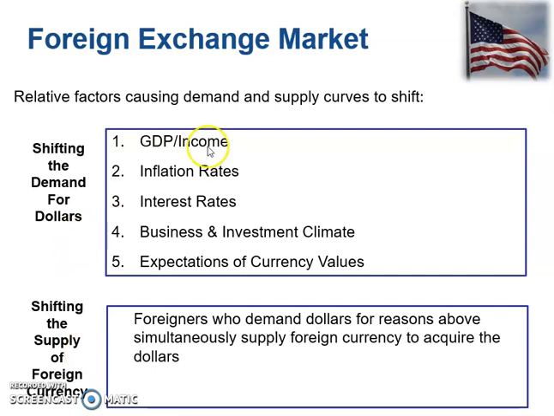So we're going to have 5 relative factors that will cause demand and supply curves to shift. Referring back, recall that if we're shifting the demand for dollars, then it must be true that the supply of the foreign currency is shifting. If we're shifting the supply of a foreign currency, then the demand for dollars must be shifting. They always move in tandem.